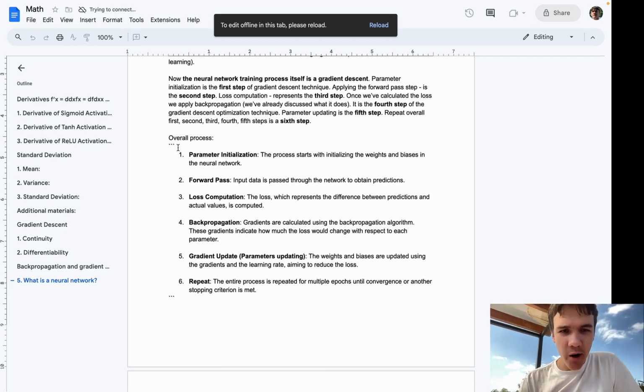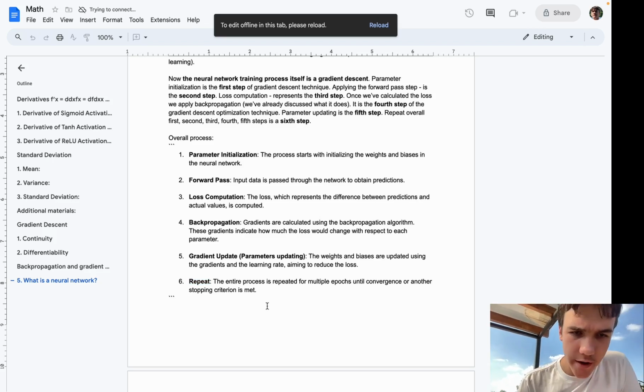So now this is the overall process of the gradient descent technique in the context of the neural network. We have parameter initialization, then forward pass, then loss computation. Then we have backpropagation, then we have gradient update, which is the parameters updating, and then repeat. So now you are able to understand how neural network works, okay?